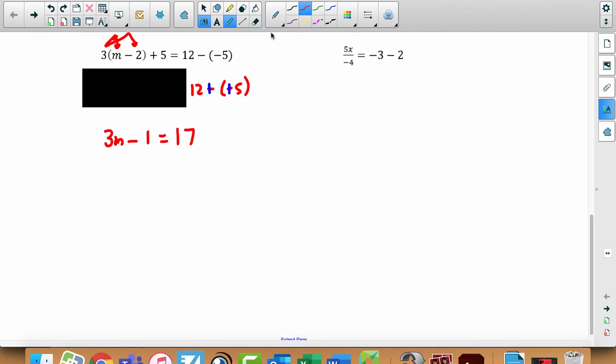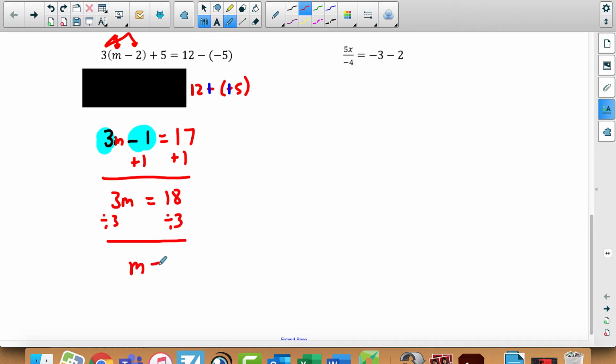Now we're down to a question like you did a couple days ago. You want to get this m by itself, so you have 2 numbers that are problems. Remember, you want to look for an adding or subtracting step first. Well, that would be the minus 1. You're going to do the opposite and add 1 to both sides. That leaves you with 3m on this side, the 1s are gone, equals 18 on this side. This is 3 times m, so you do the opposite. You divide by 3 on both sides. And if you do that, you end up with m equals 6. And there's your answer.